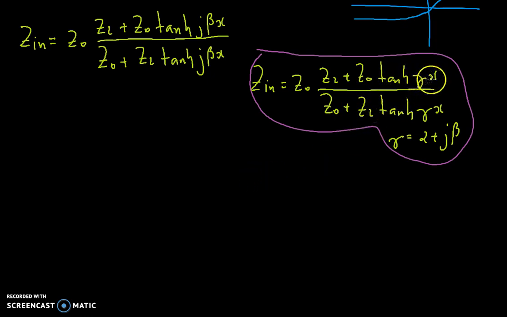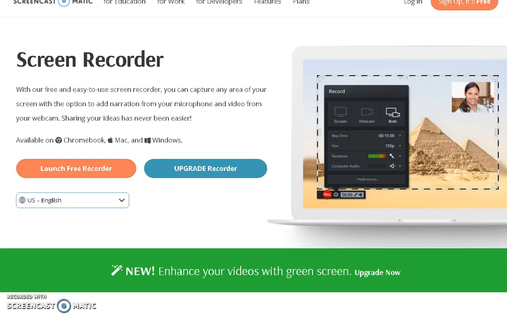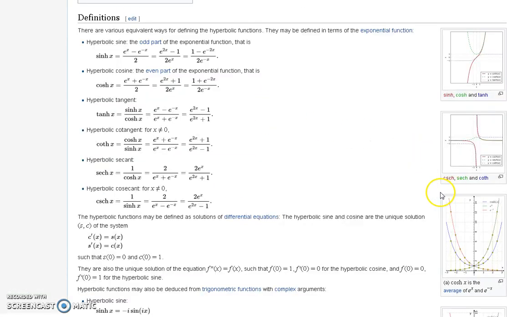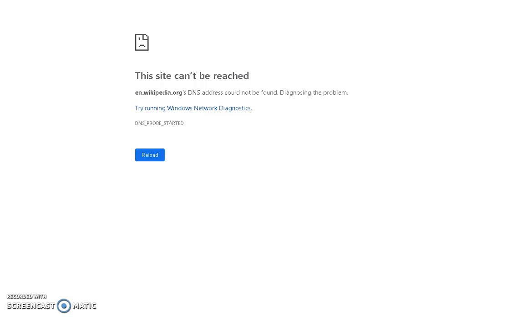Now let's see what happens when x is equal to 0. So at x equals 0, Zin is equal to z naught times zl plus, so the tanh of 0 is equal to 0. If you look here on the graph, these are the graphs of the hyperbolic functions. Let's wait for them to open.